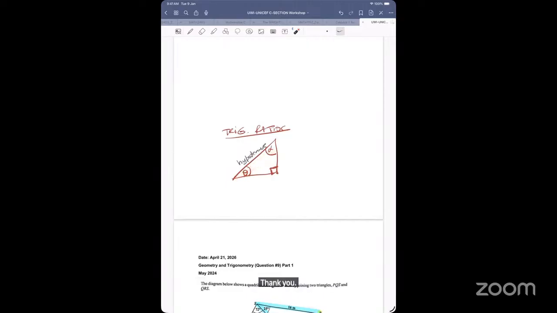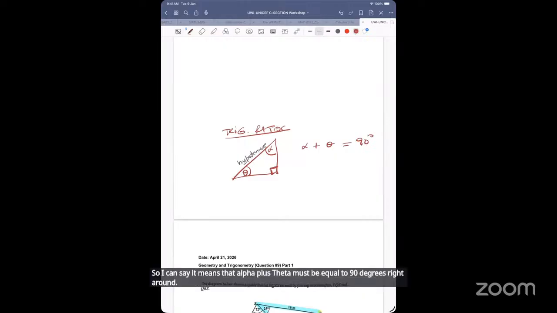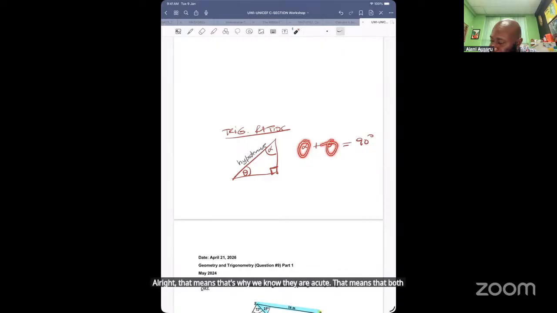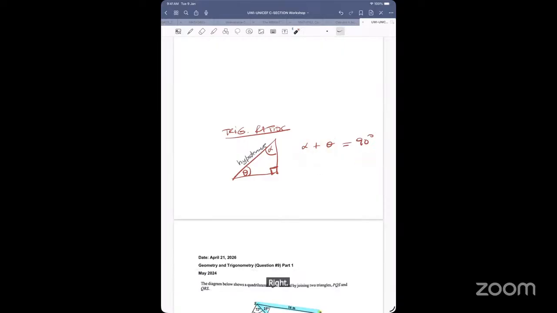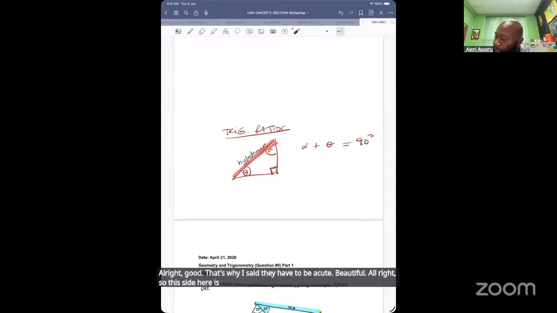So it means that alpha plus theta must be equal to 90 degrees, right or wrong? Right. That's why we know they're acute, because both of these are individually less than 90, correct? That's why I said they have to be acute. Beautiful. All right, so this side here is called the hypotenuse, correct?